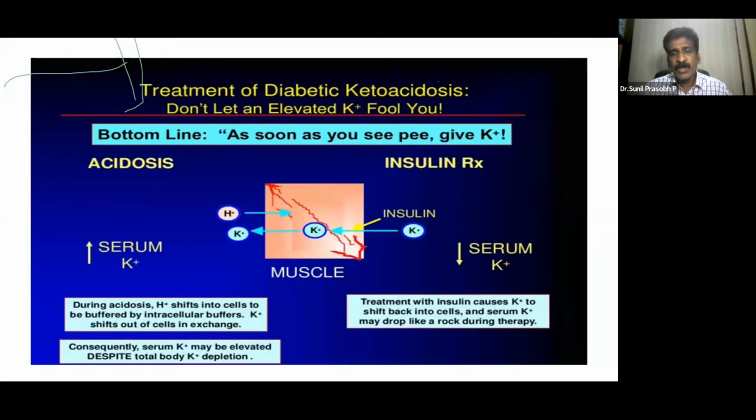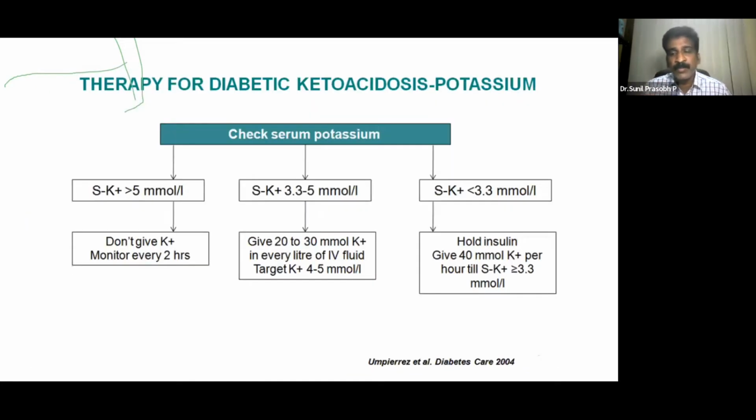Next is a very, very important concept of potassium. I have already told you what changes happen in potassium. When there is acidosis, hydrogen ions shift intracellularly, and at the same time potassium is shifted outside into the extracellular fluid. So there is a false high potassium in the initial stages. But once the treatment starts with insulin, the insulin pushes the potassium intracellularly. So once the treatment happens, you are bound to get hypokalemia. This is very, very dangerous, and you should always be on the lookout for that.